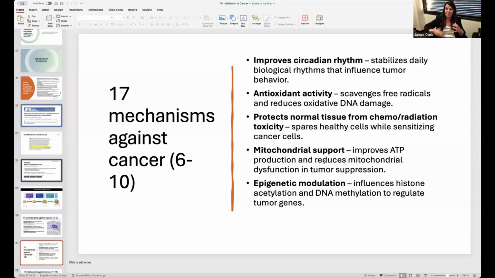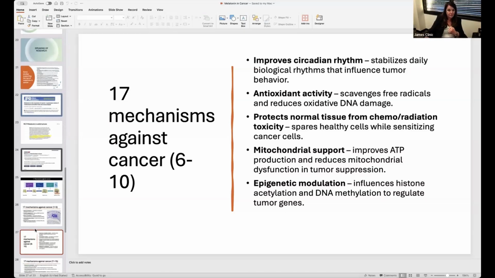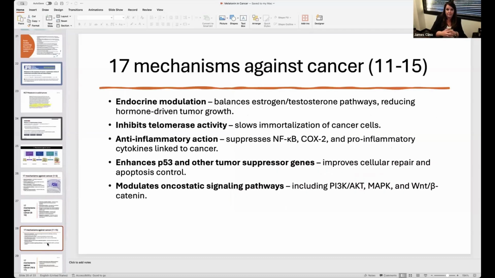Mitochondrial support. Again, melatonin is made by the mitochondria, but in a feedback loop, it increases ATP, which increases energy, which is a net positive. If we think about this as a metabolic process, more energy production in the good cells is always going to be better. Epigenetics, we've talked about that. Flipping the light switches in a good pattern.